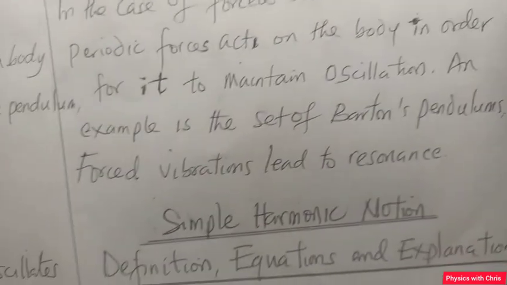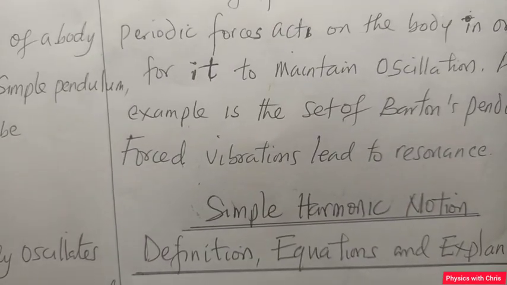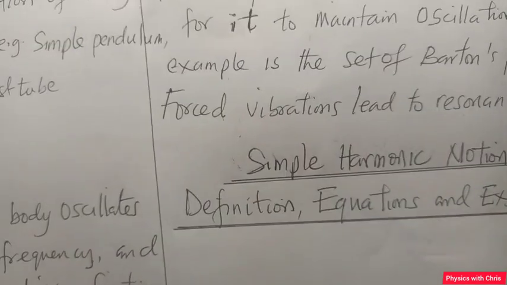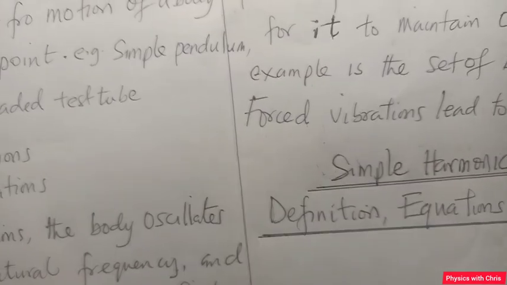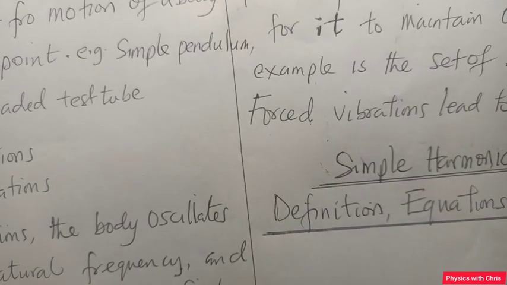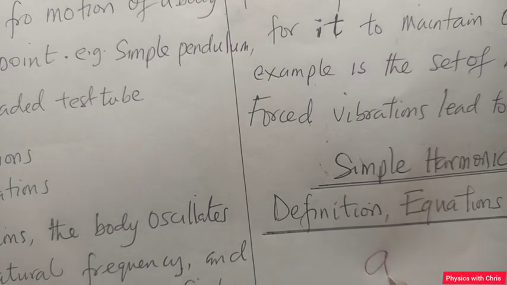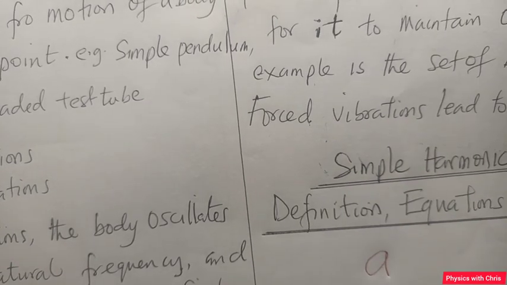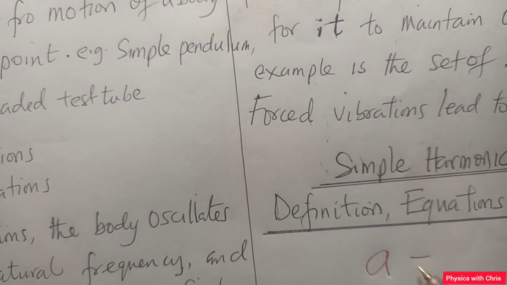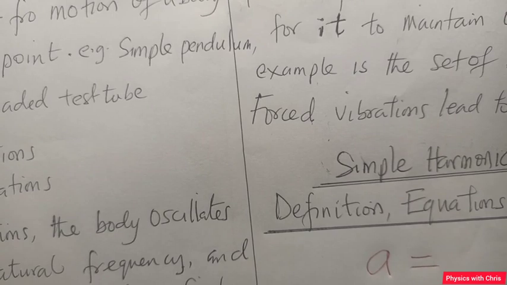Now we come to simple harmonic motion very quickly. And what is this simple harmonic motion? We say that it is a motion of a body, to and fro motion of a body about a fixed point, such that its acceleration A is directly proportional to its displacement from the fixed point and is directed towards the fixed point. So simple harmonic motion is defined in terms of the acceleration of the body in oscillation. You can see that now.